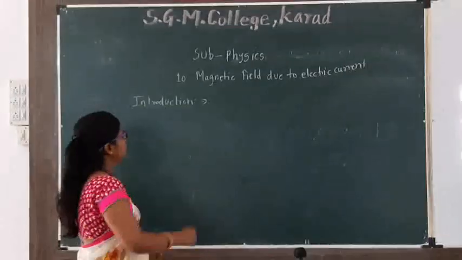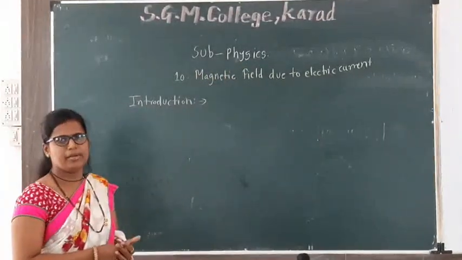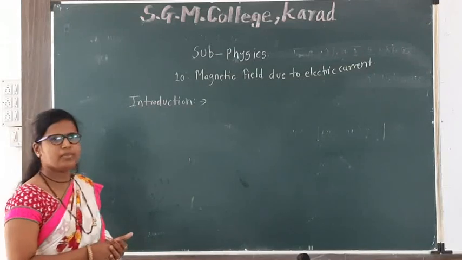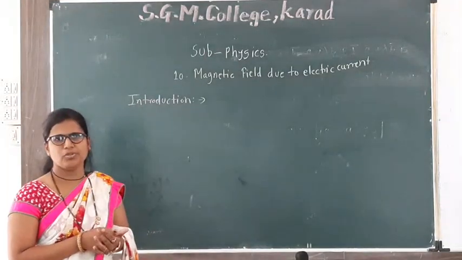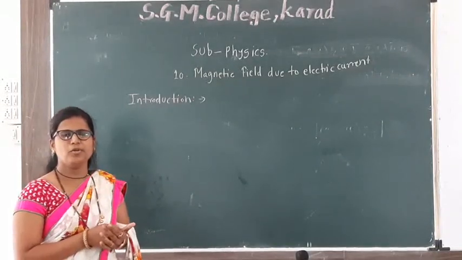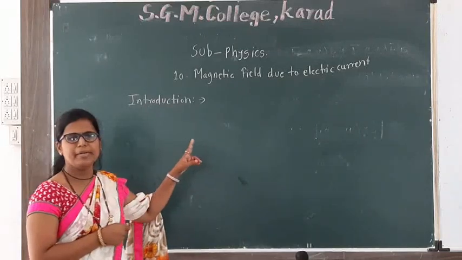Today we are going to learn the subject physics, topic number 10, magnetic field due to electric current. In this chapter we will learn how a magnetic field is produced due to the electric current flowing through the wire.